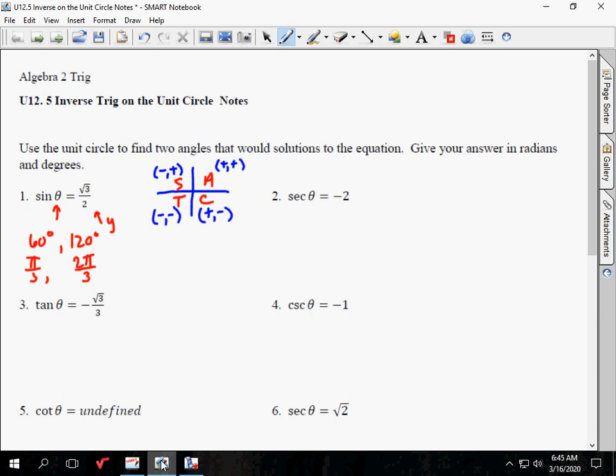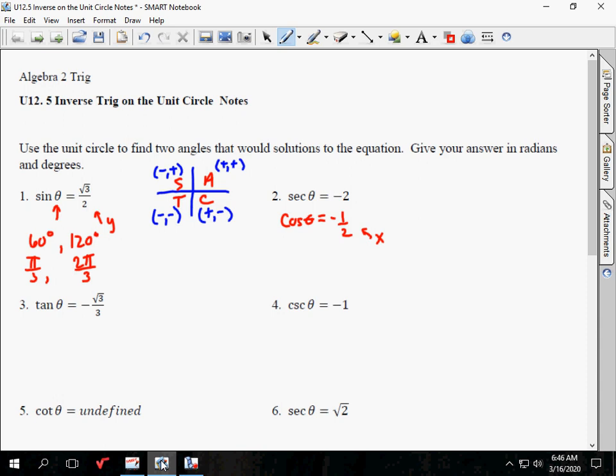All right, so number 2, secant of theta equals negative 2. When you have a reciprocal function, sometimes it helps to use the other trig functions. Secant is the reciprocal of the cosine. So if we use the cosine, the reciprocal of secant, we have to take the reciprocal of negative 2, so that's going to be negative 1/2. Just like we did with number 1, cosine is our x value, so we're looking for the x value this time. And when is it negative? That's where we're going to look.